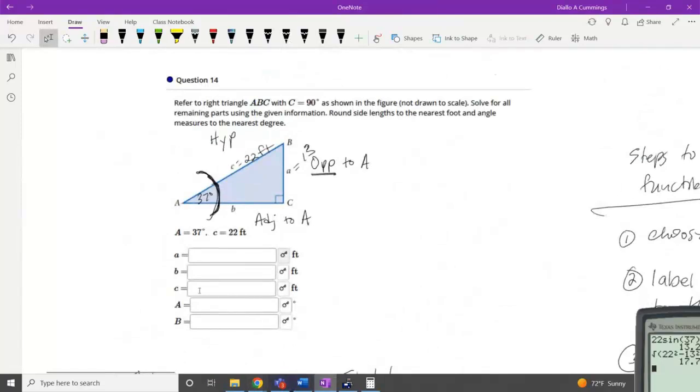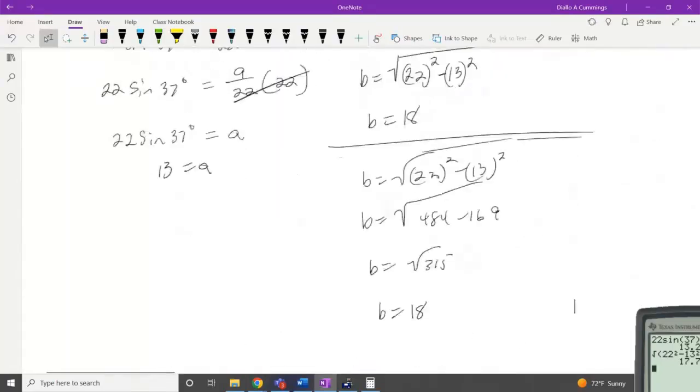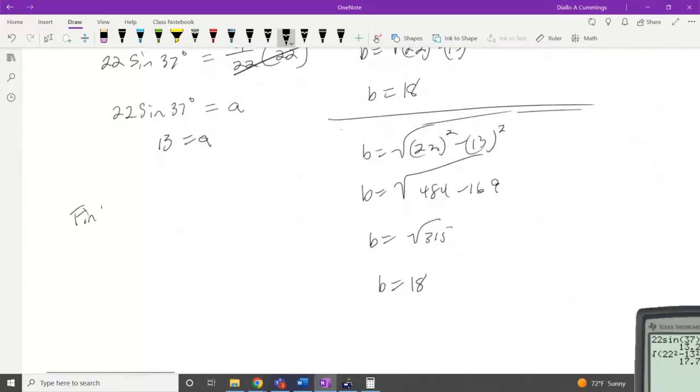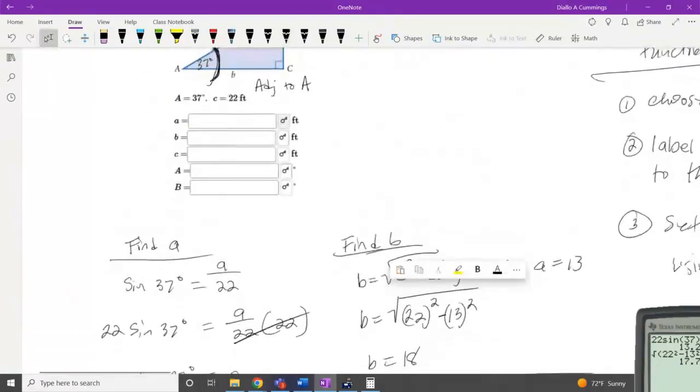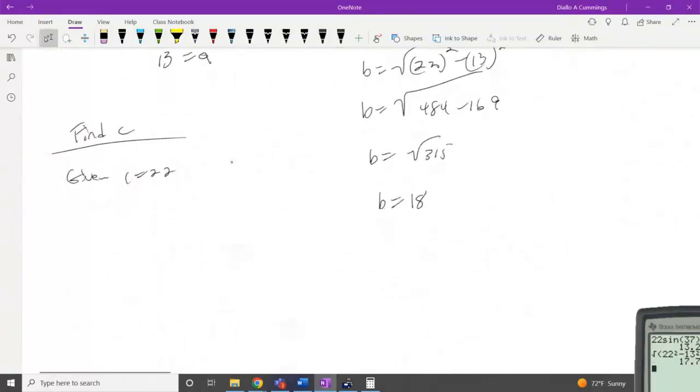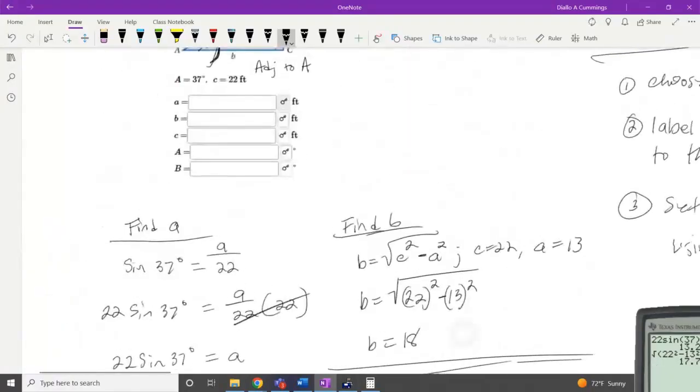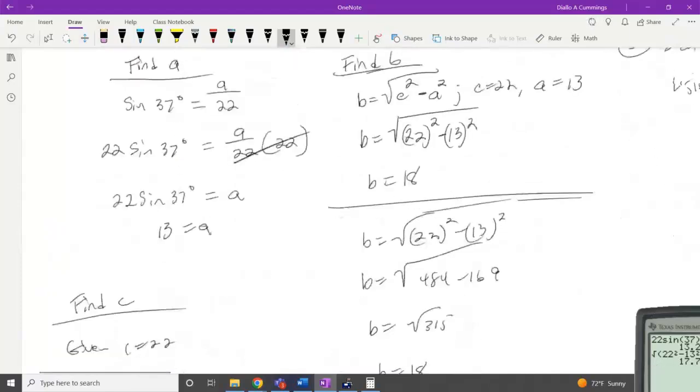We're asked to find side length C, and that was already given to us, right? That's 22. So find C, that's given, C equal to 22. Next, we want to find A. A is given. A was 37 degrees. And lastly, we have to find angle B.